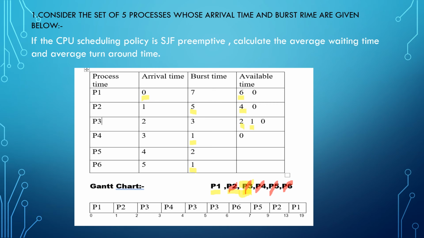Next, the last process balance is P1. So the available time is 6 milliseconds. So we'll add 13 plus 6, that is 19. And the finishing time of this process is 19 milliseconds. So in our ready queue, P1 is also finished. So our ready queue is empty, and all processes are completed with the help of this. So let us go next.